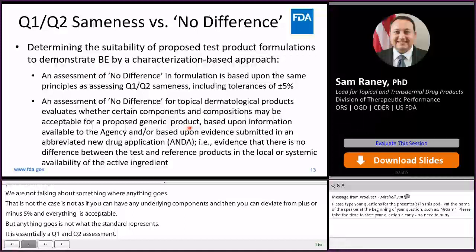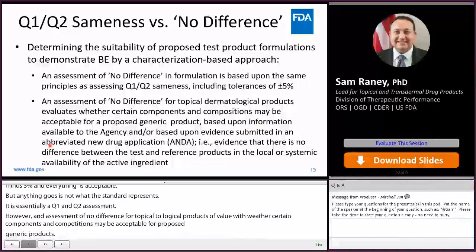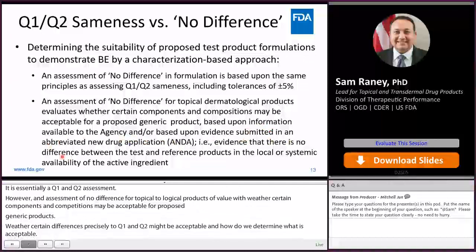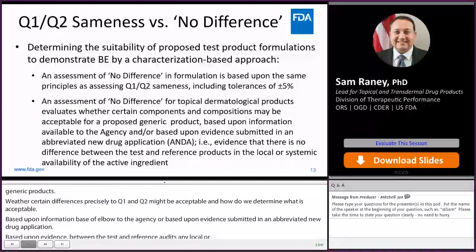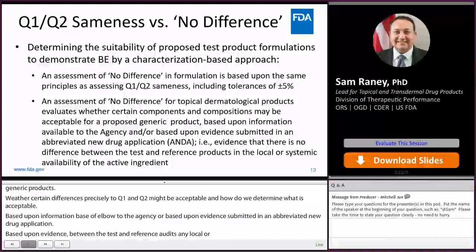Well, either based upon information available to the agency or based upon evidence submitted in an abbreviated new drug application, or an ANDA. In other words, based upon evidence in the ANDA that there is no difference between the test and the reference products in either the local or systemic availability of the active ingredient. So this might be evidence from an IV-PT study showing cutaneous pharmacokinetics, as well as evidence from an in vivo plasma PK study showing no difference in systemic availability, as well as other evidence.